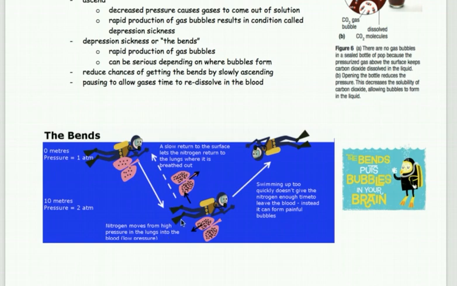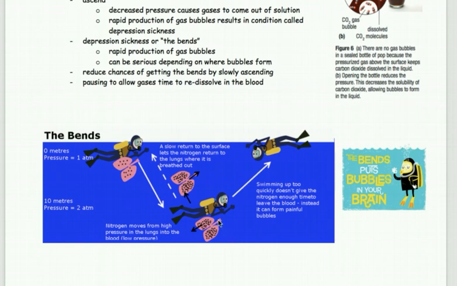Okay, and from there, the procedure is to slowly go back up to the surface when you do a deep dive. So you go up and then you stay at a certain depth, and you go up again a little bit higher, and then you go up again. That's the procedure to follow, because then the nitrogen can slowly come out of your blood and back into your lungs, where when you get up to the surface, you can breathe it out.